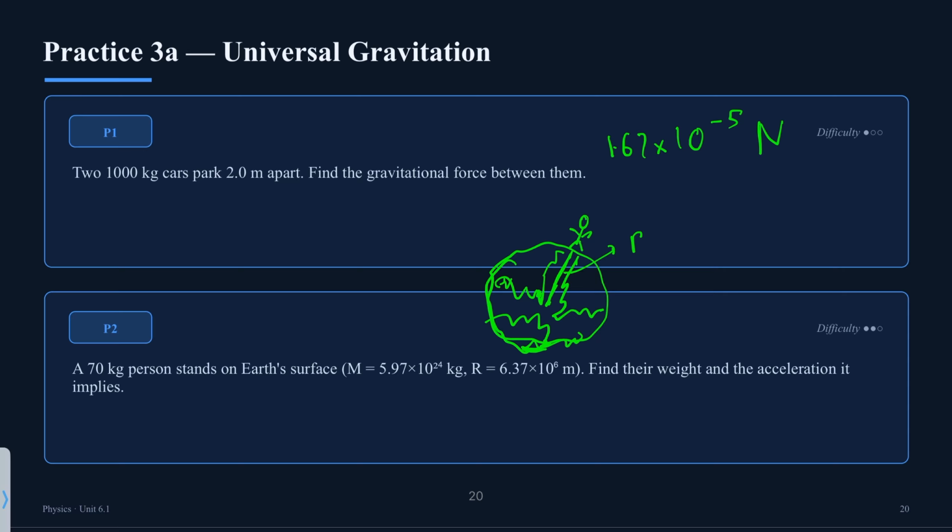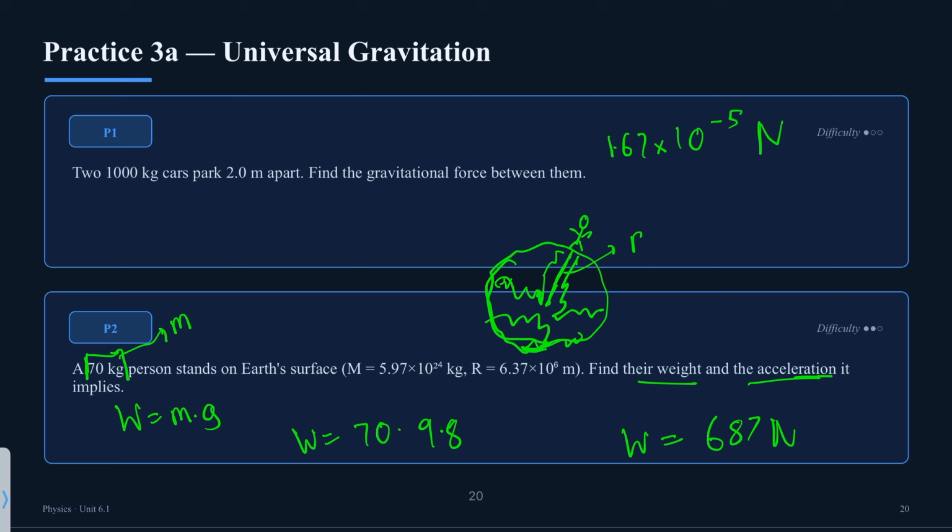We need to find the weight of this person as well as the acceleration that weight implies. So if we take into account 70 kg, right? 70 kg is our mass. The weight is our mass times little g, right? So that's going to be mass 70 times 9.8, which is about 687 newtons. Okay?